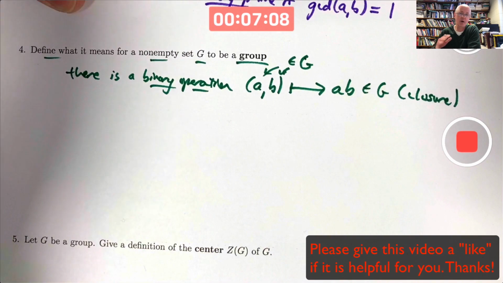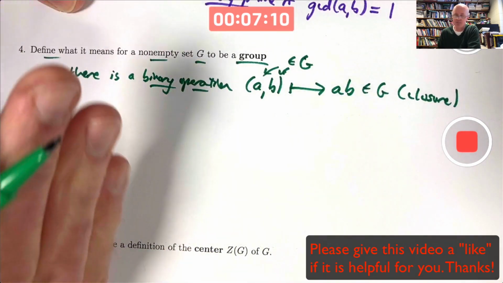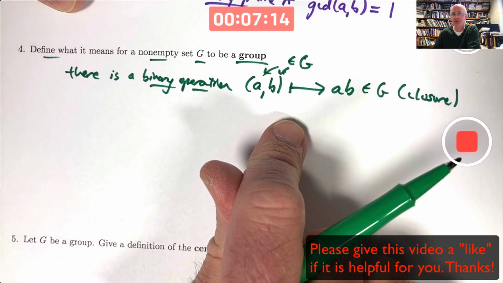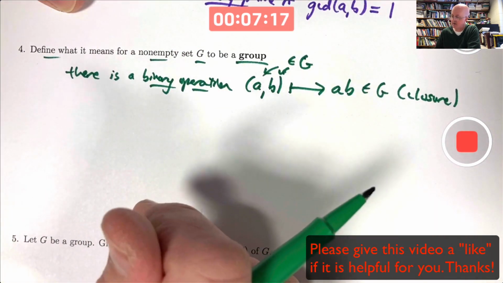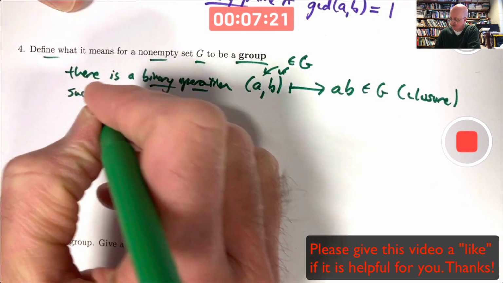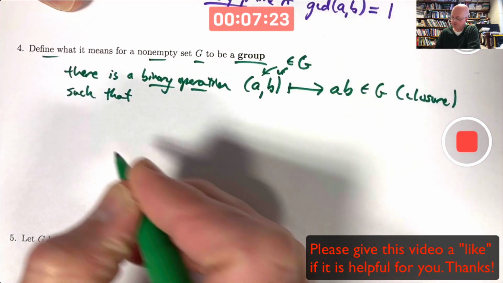Some textbooks separate closure out as a separate property that the binary operation has to satisfy, but I'm essentially assuming binary operations satisfy closure. That is consistent with Gallian's book, such that 3 other properties must hold.